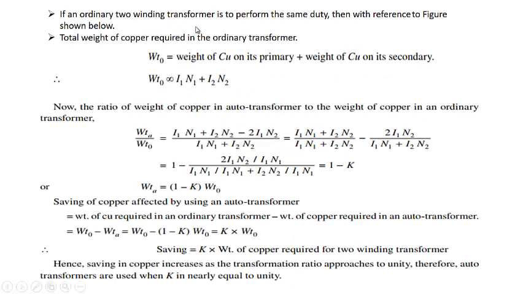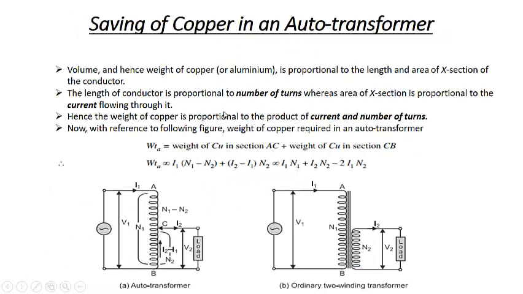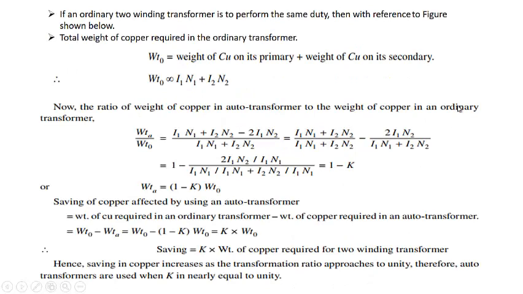If an ordinary two-winding transformer is to perform the same duty, then with reference to the following figure shown below, its weight of the copper will be proportional to N1 I1 plus N2 I2. Now the ratio of the weight of the copper in an auto transformer to the weight of the copper in an ordinary transformer or two-winding transformer is this.